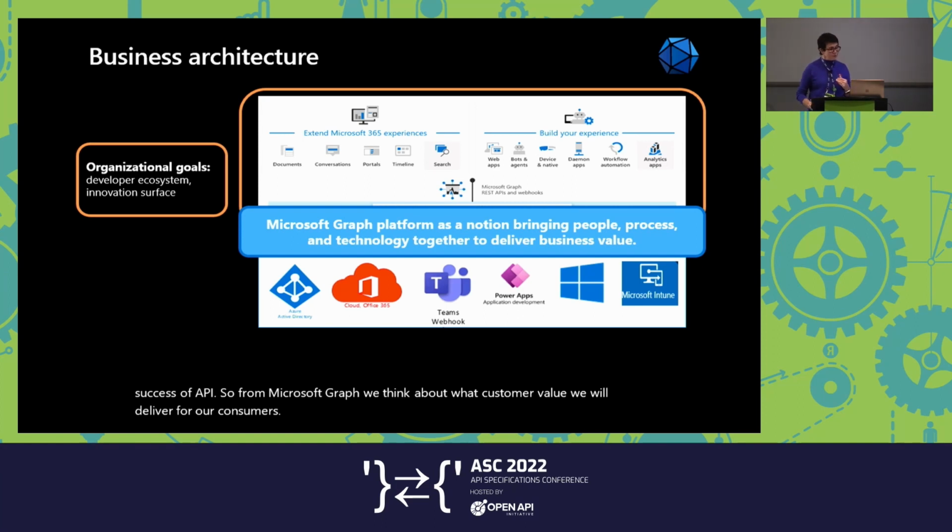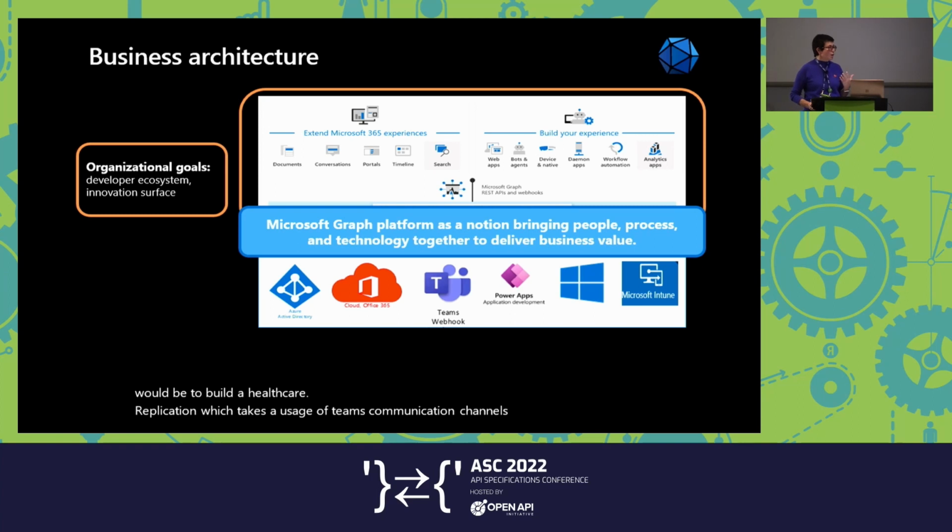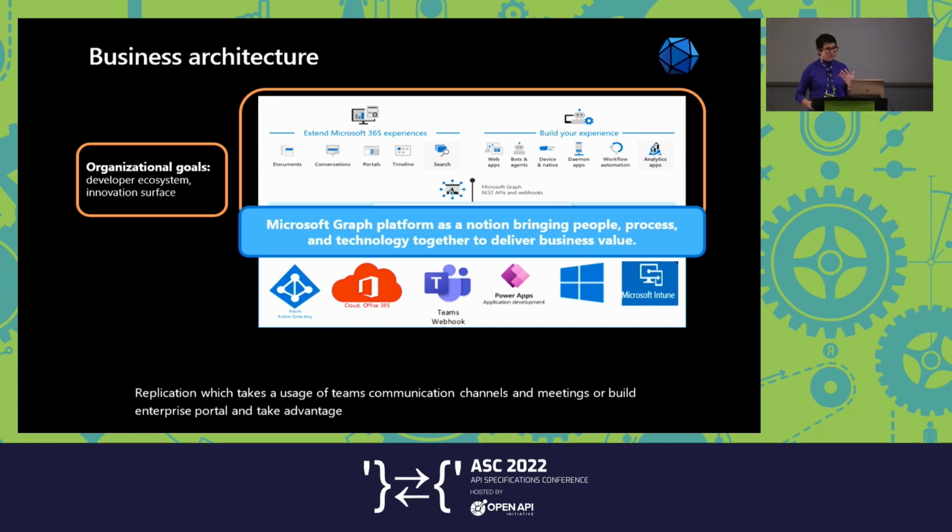Since Microsoft Graph is a big programmability surface on top of M365 products, we think that customer value is to build innovative business solutions which extend the productivity and communication tools Microsoft provides. For example, customer value would be to build a healthcare application which takes advantage of Teams communication channels and meetings, or build an enterprise portal and take advantage of line of business websites created on SharePoint, easily implementing workflows based on the Power Platform.